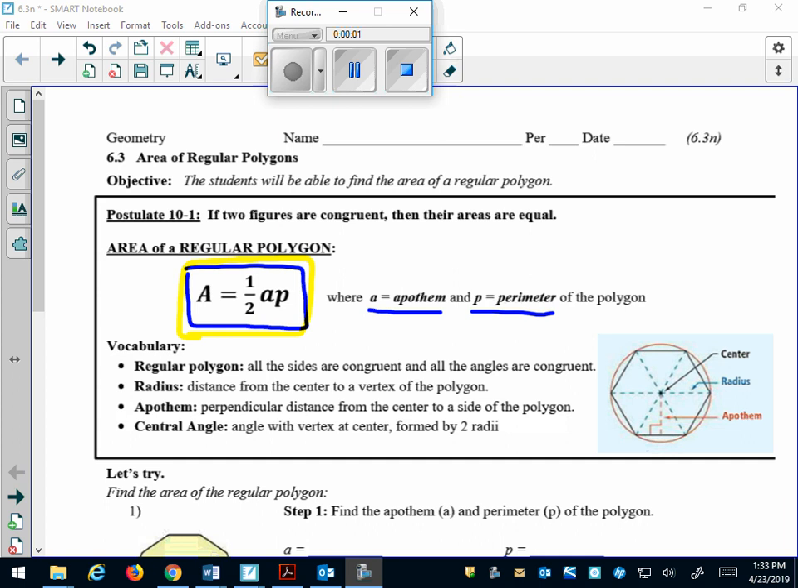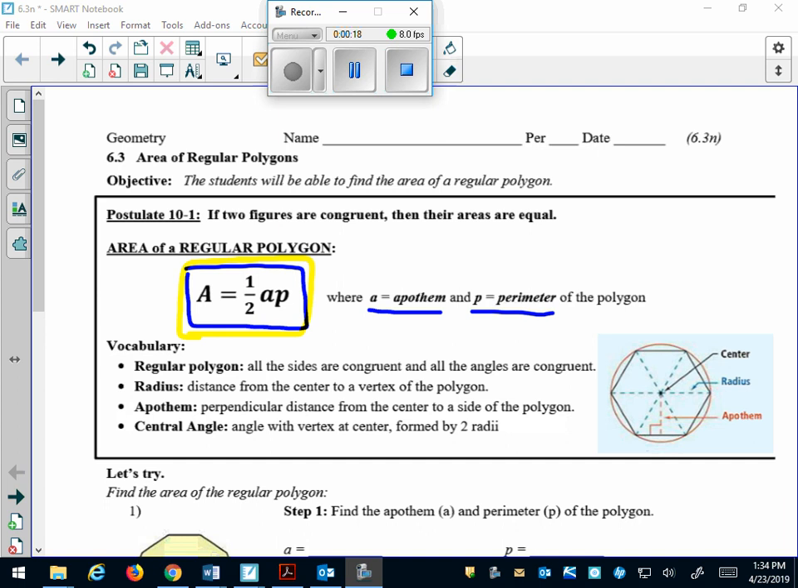Okay, so area of a regular polygon is 1/2 AP. We have to understand what A and P stand for. P is something you already know, perimeter, right? Perimeter is just the distance around the outside, right? So the length of adding up all the sides.